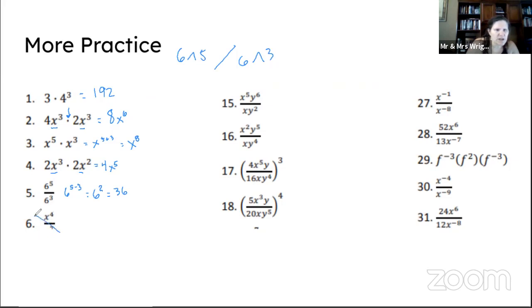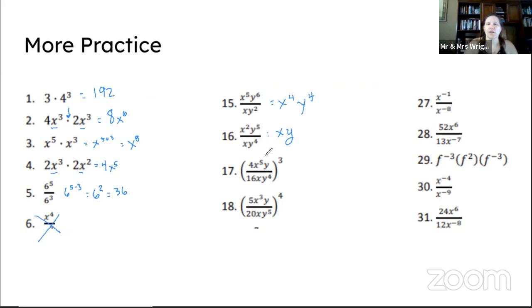Unfortunately, this one got cut off, so we're going to skip number 6, and then it jumps to number 15. So we have x to the 5th, y to the 6th over x to the power of 1 times y squared. So I'm going to write my x's and then subtract my exponents. 5 minus 1 is 4. Then I'm going to write my y, my same base, and then subtract my exponents. 6 minus 2 is 4 as well. All right, let's do the same thing here. I've got x, and then 2 minus 1 is 1, so I don't need to write anything. And y, 5 minus 4 is 1 as well. So my answer is simply xy.